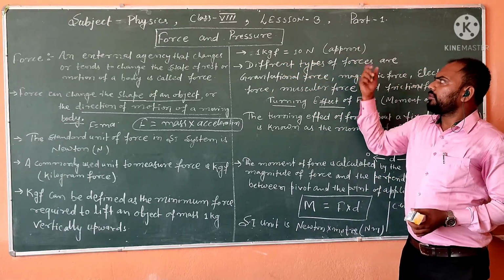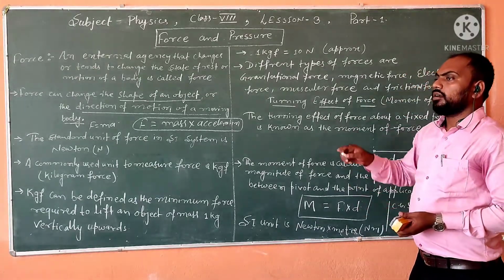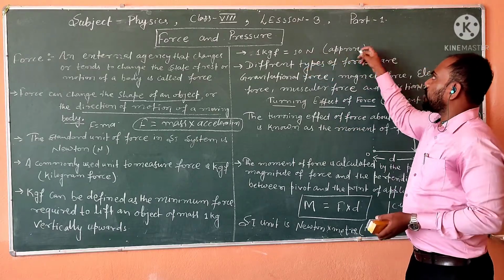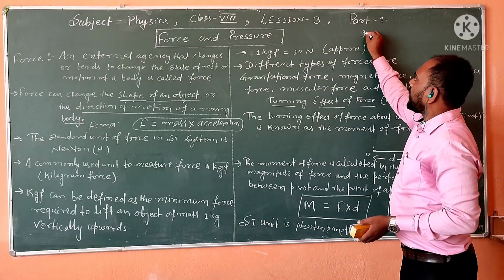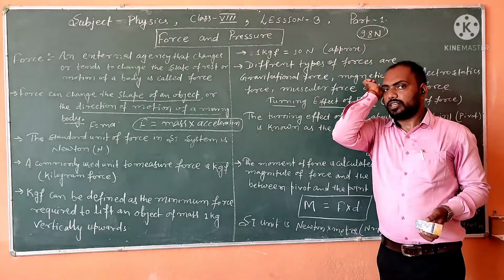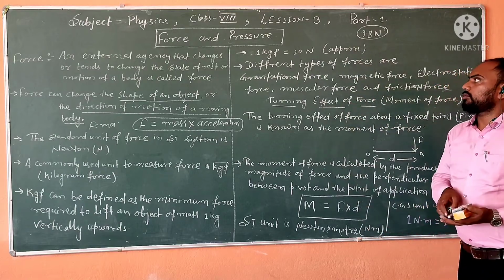Why have I taken approximately? Because g is not fixed all over the earth. That's why we have taken approximately. It is 9.8 Newton somewhere and somewhere it is 10. That's why we take an approximate value in Newton.